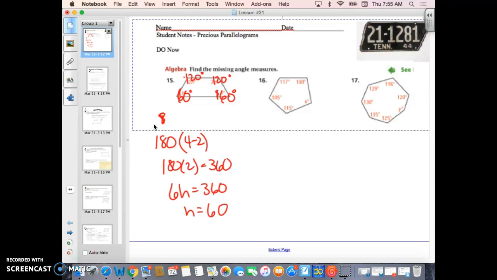All right, over here for number 16, once again, you're going to count the sides. There's 1, 2, 3, 4, 5. So the number of total degrees of this polygon is going to be 180 times 5 minus 2. So it's actually 180 times 3, which is 540. And now you're just going to add up all the sides. So this plus this plus this plus this, subtract it from 540, and you end up with x being 103 degrees.